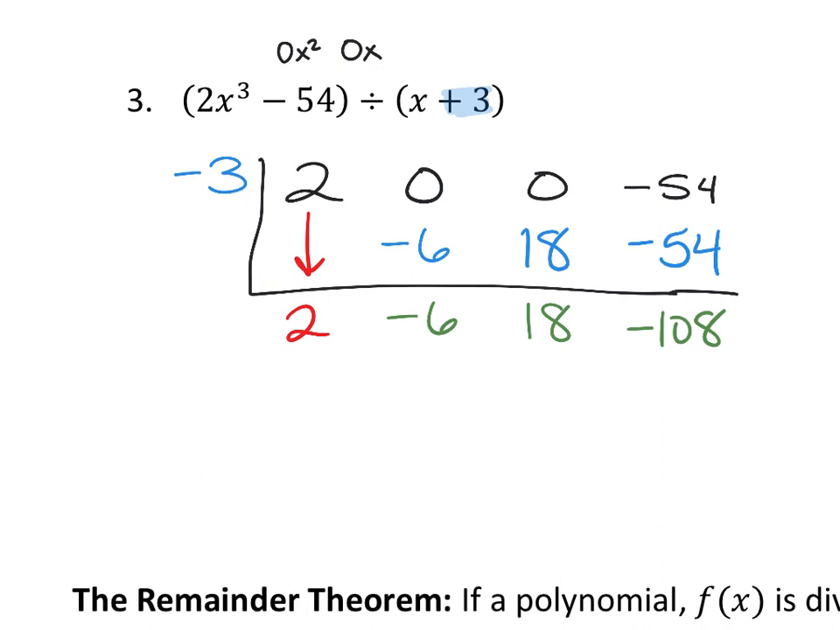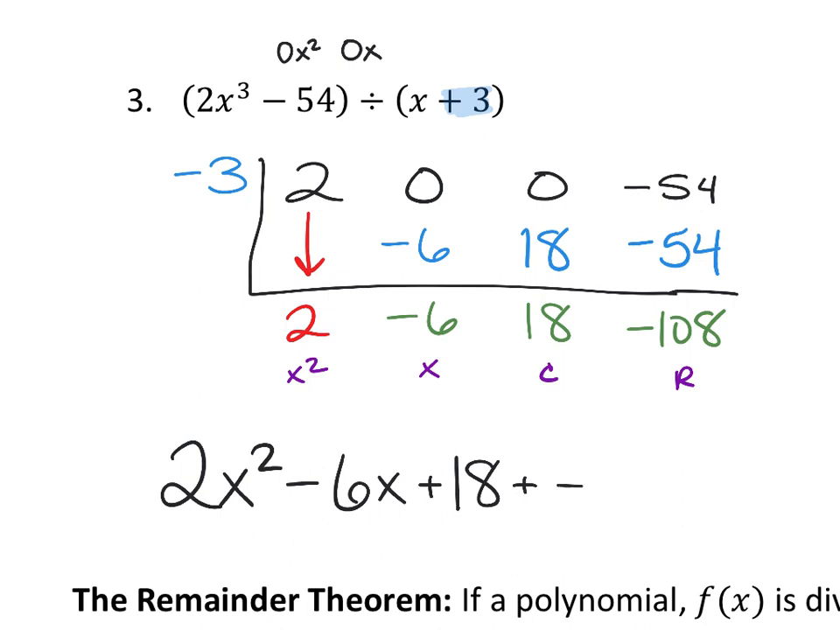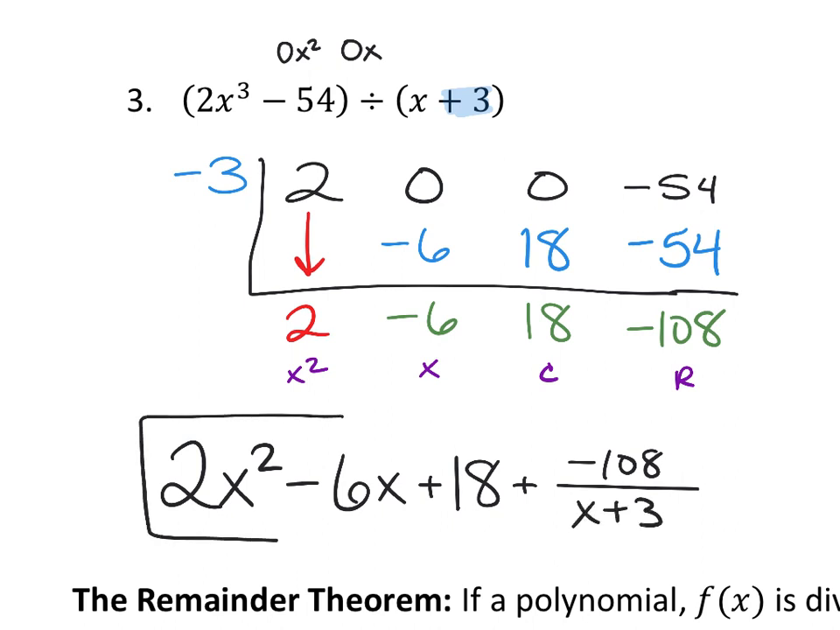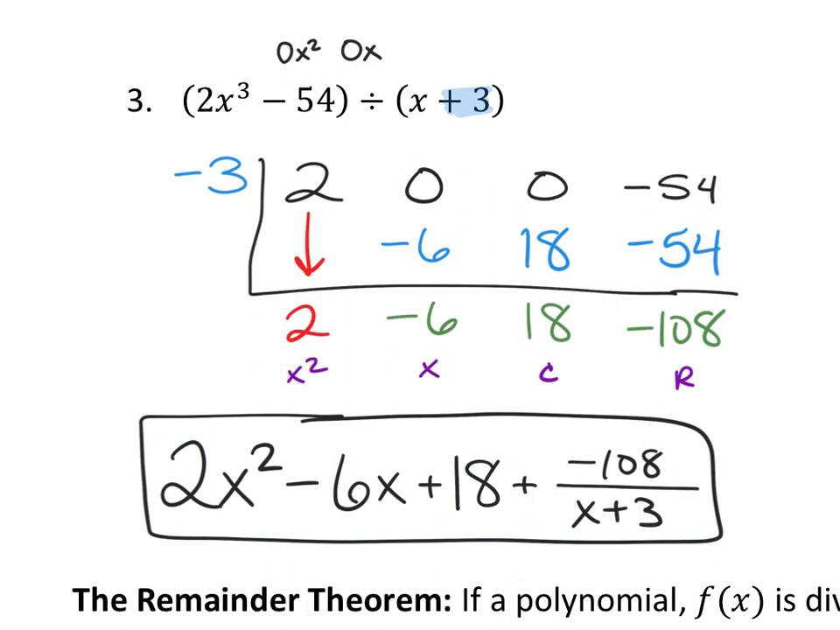Okay. What do I label -108? What letter goes underneath it? What letter goes underneath 18? Under -6? Under 2. Great. I'm going to write the answer in this bigger blank space underneath here. The quotient, or how you would write this answer, would be 2x squared minus 6x plus 18 plus the fraction -108 over what? X plus 3. That's the dividend that I started with. That is so much easier than doing long division, right? I agree.